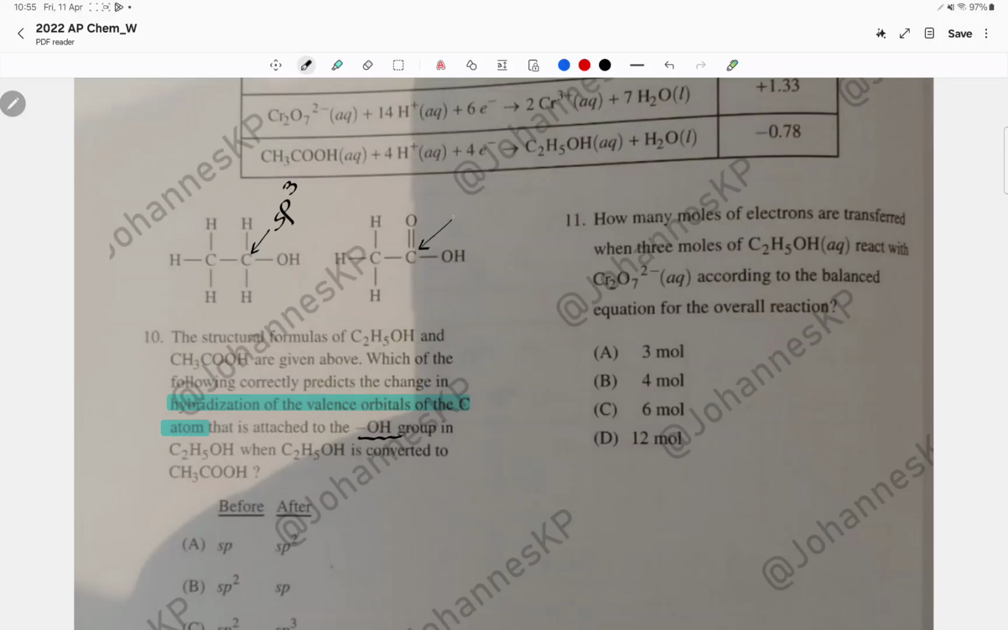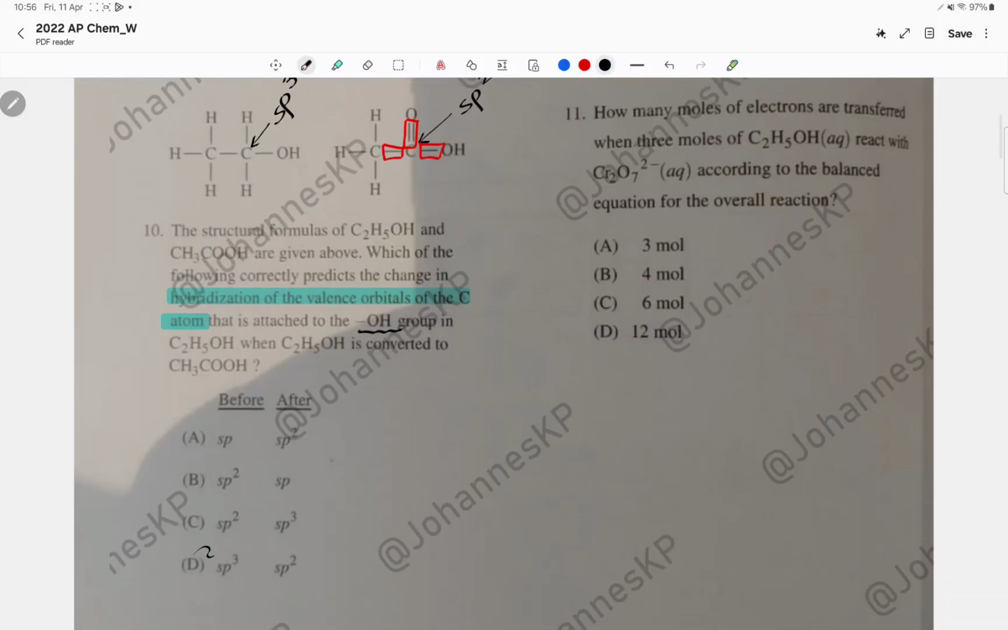And how many things on the other C? 3. sp2. Because look, some people count a double bond as 2 things. It's actually 1 thing. So there's going to be 1 thing, 2 things, 3 things. So from sp3 to sp2, it's going to be choice D. Good.